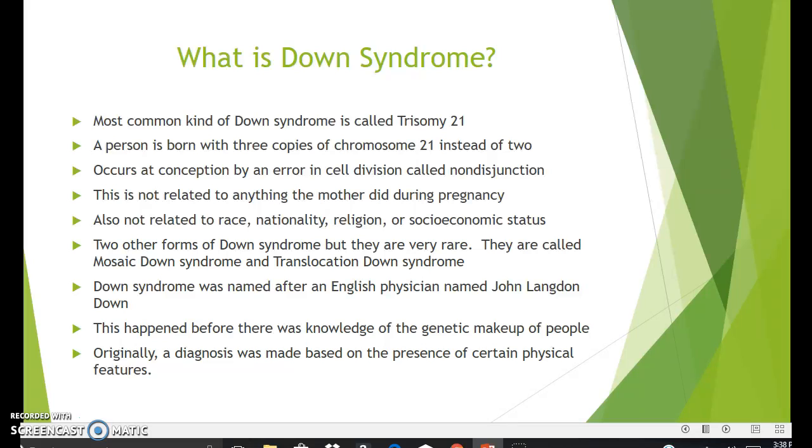There are 2 other forms of Down syndrome, but they are very rare. One is called mosaic Down syndrome, and the other is translocation Down syndrome. Now, Down syndrome was named after an English physician named John Langdon Down. This happened before there was knowledge of the genetic makeup of people, so originally a diagnosis was made based on the presence of certain physical features.